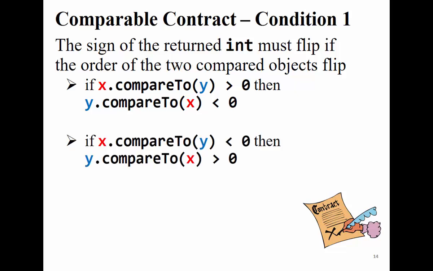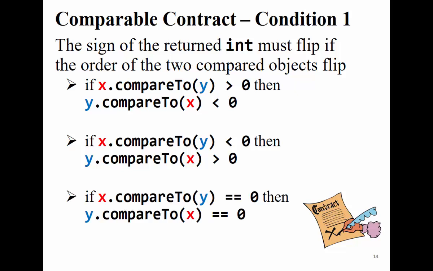If X compared to Y gives you a negative value, if you swap, it should give you a positive value. And if X compared to Y gives you zero, Y.compareTo(X) should also give you zero, not any different number. So if you switch the order between X and Y, and X compared to Y gives a positive, Y.compareTo(X) should give the negative value. This is one of the conditions, or constraints, inside the contract. Is everybody able to understand this? Okay, agree with this?